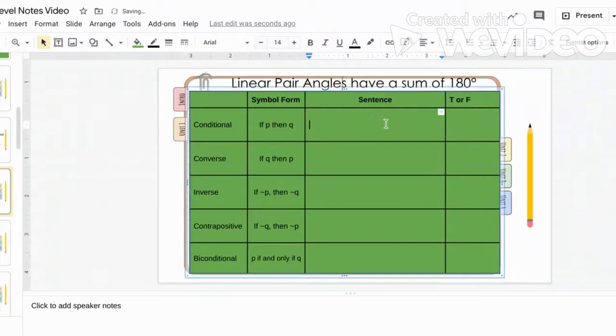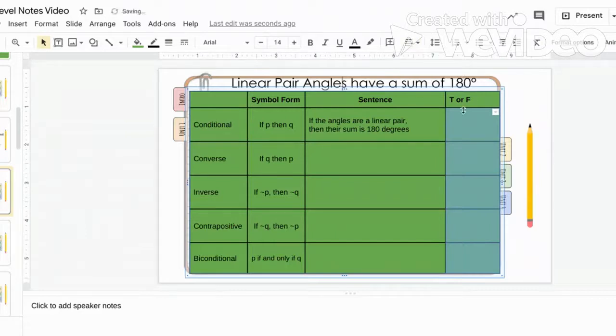Okay, so linear pairs have a sum of 180 degrees. So if the angles are a linear pair, then their sum is 180 degrees. That's the conditional statement. We take the first part, turn it into the hypothesis, take the second part, turn it into the conclusion. So if the angles are a linear pair, then their sum is 180 degrees. Is this a true statement?